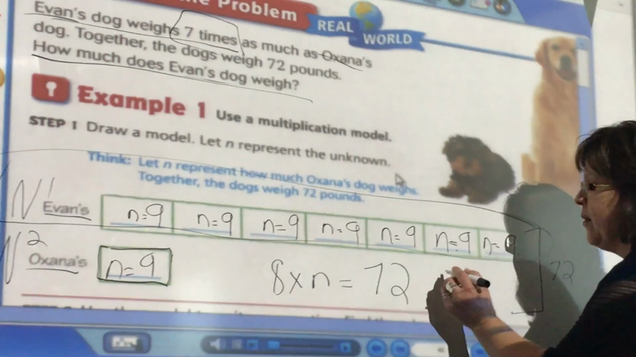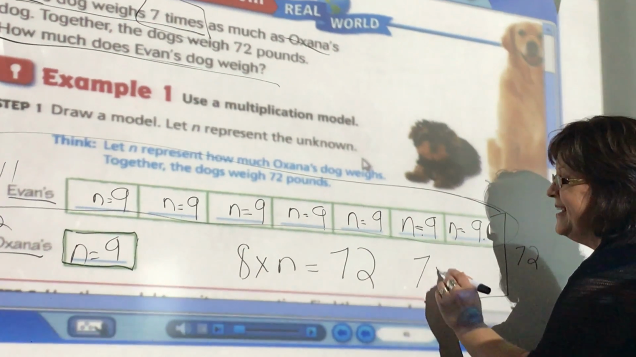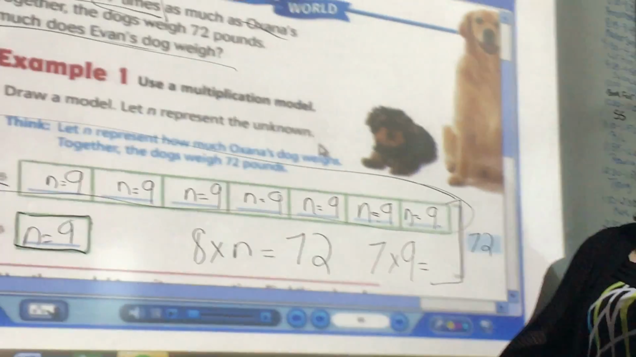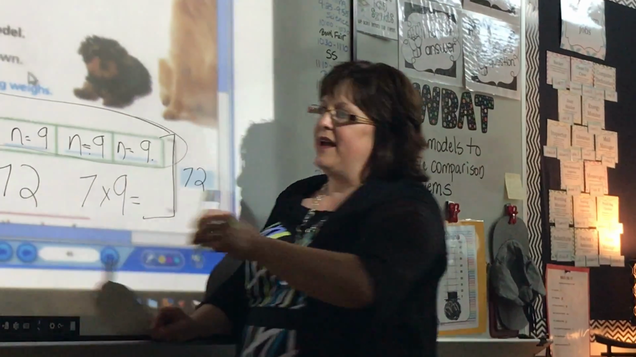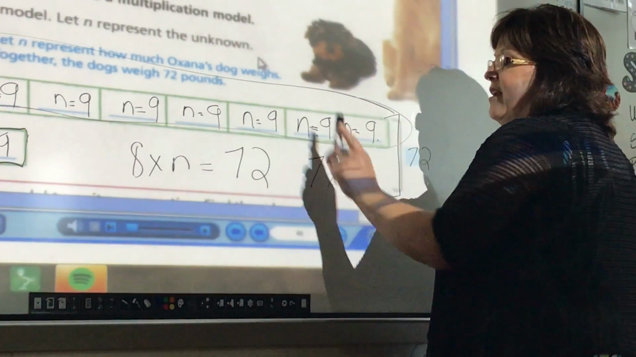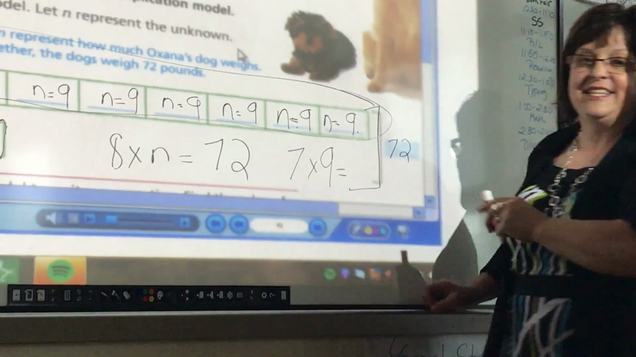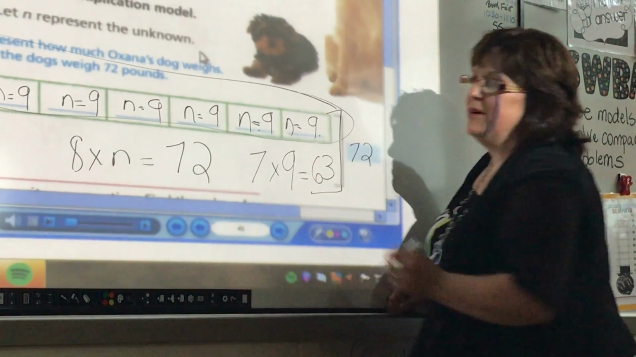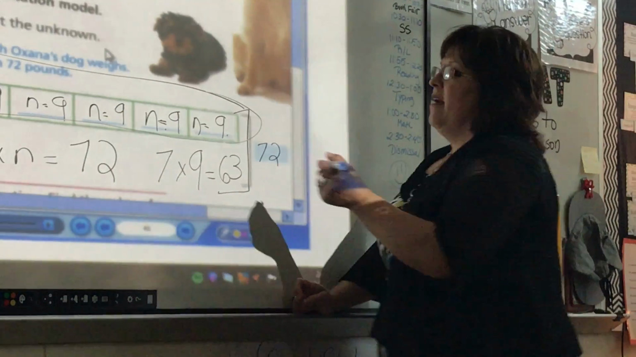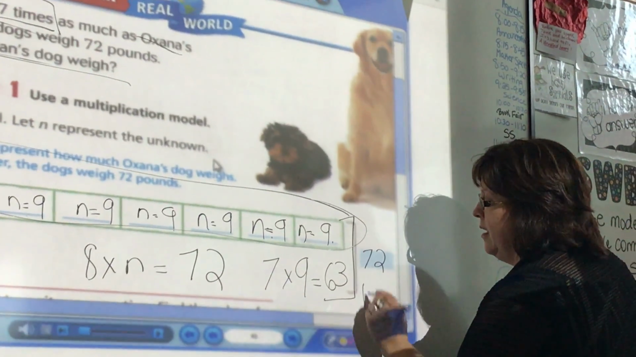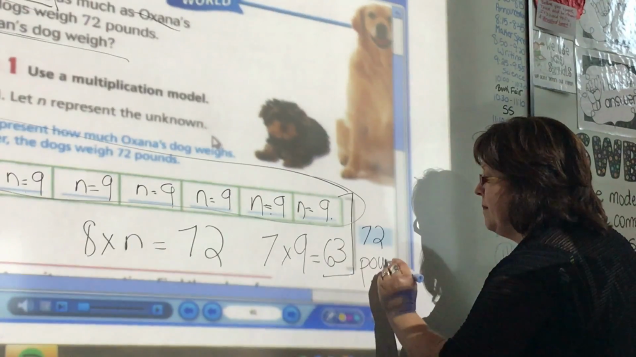Okay? So now we're going to multiply 7 times 9. And what is 7 times 9? We can count by 9s. 9, 18, 27, 36, 45, 54, 63. 63. So how much does Evan's dog weigh? Evan's dog weighs, let's just put 63 pounds, okay?